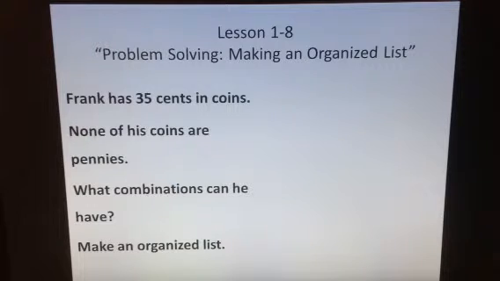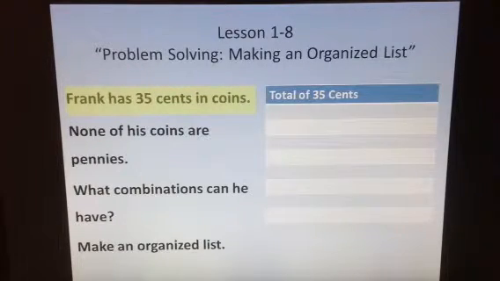Another problem we did today as a class, Frank has 35 cents in coins. None of his coins are pennies. What combinations can he have? Make an organized list. Look first at that sentence that says Frank has 35 cents in coins. How does that help us make our chart, our table? We can put at the top total of 35 cents so we don't forget how much we're supposed to add up to.